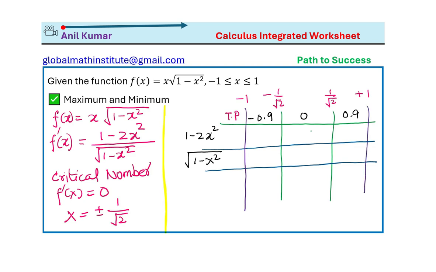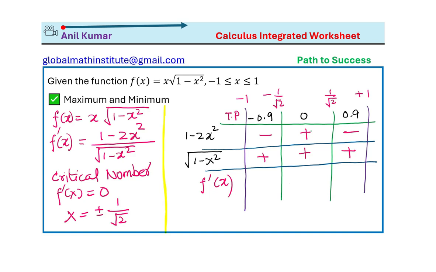Correct. So the denominator is always positive, so without thinking much. Now, if I put minus 0.9 in the numerator, which is 1 minus 2x squared, then it is going to be a negative quantity. With 0, it is going to be positive, and this will be negative. That means the function, in this particular case, the derivative is what?